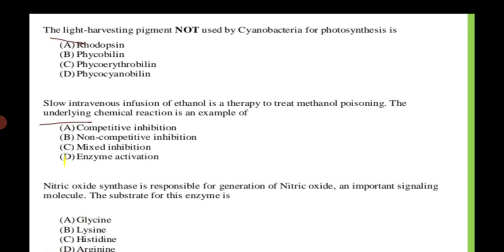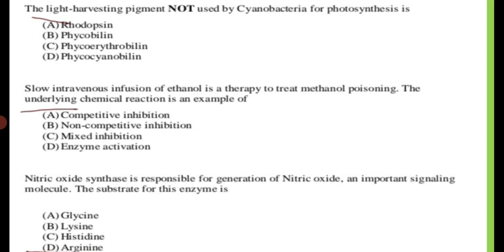Then the next question: the light harvesting pigment not used by blue-green algae or cyanobacteria for photosynthesis is. Cyanobacteria do not make use of rhodopsin for photosynthesis. Cyanobacteria make use of phycobilins, phycoerythrobilins and phycocyanobilins as photosynthetic pigments. So option A is the answer for this question.